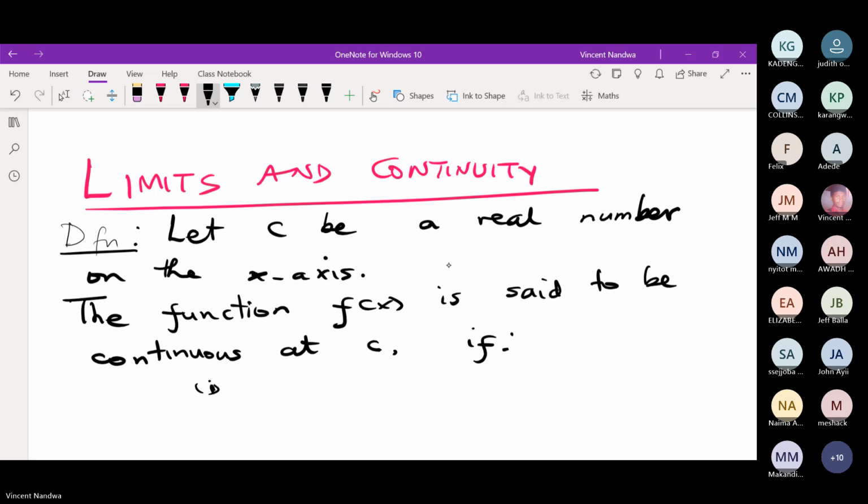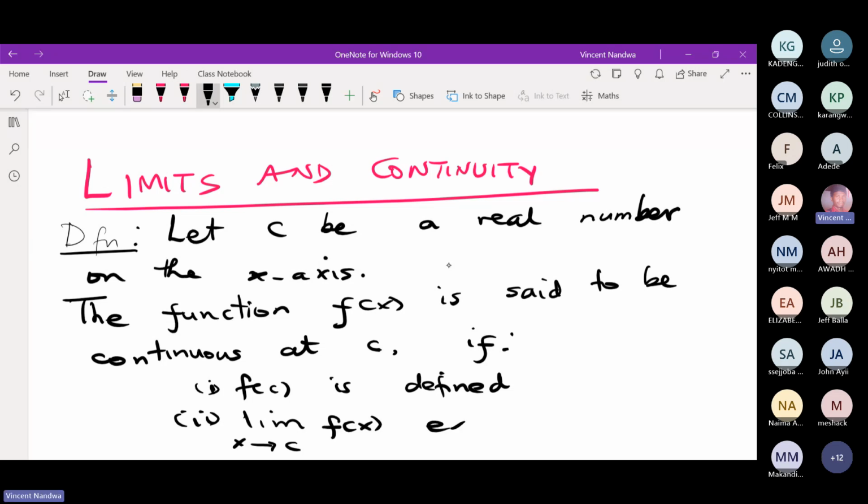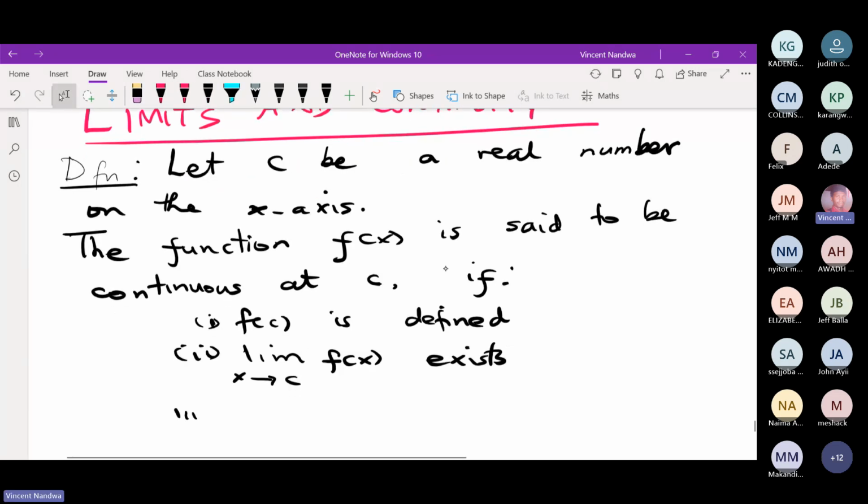One, f of c is defined. Two, the limit as x approaches c of f of x exists. And number three, the limit as x approaches c of f of x equals f of c.